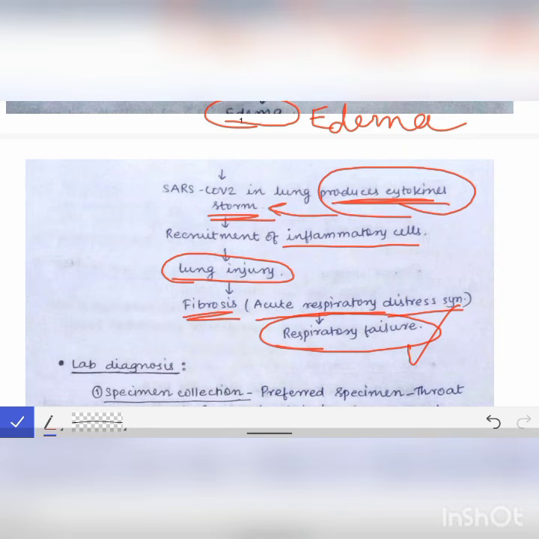After that, the SARS-CoV causes release of the cytokines, leading to cytokine storm. Once cytokine storm occurs, that leads to the recruitment of inflammatory cells. The inflammatory cells are recruited due to those interleukins, and the inflammatory cells cause damage to the lung, which is healed by fibrosis. Continuous fibrosis decreases the diffusion of oxygen across the alveoli. As a result, after a long time, respiratory failure develops.